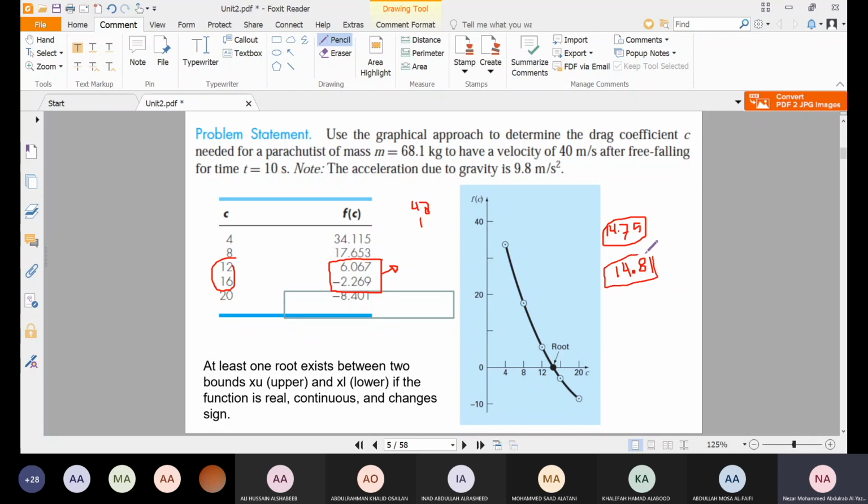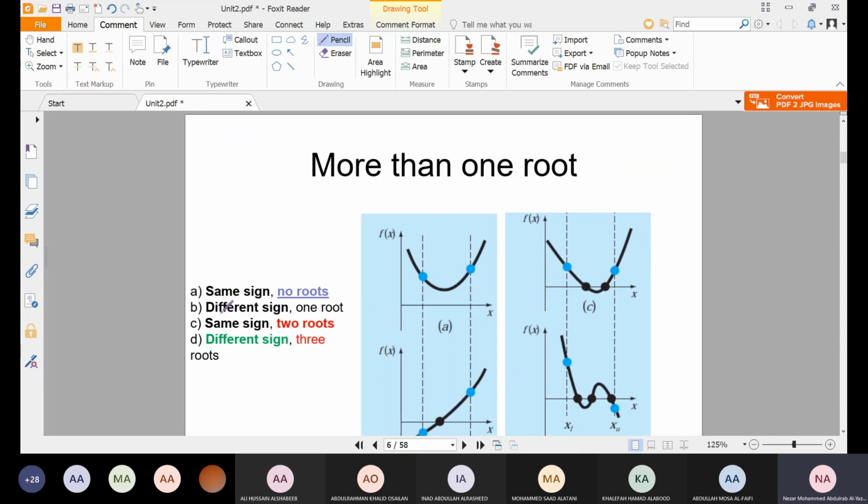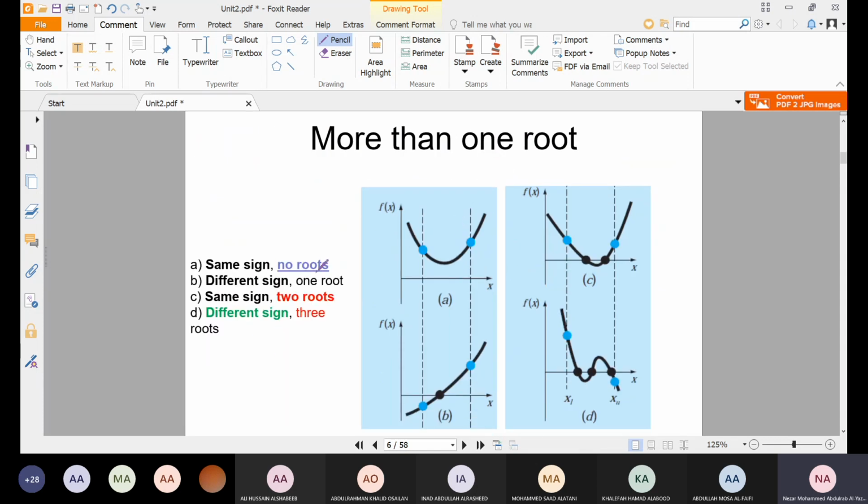This is the true value, and this is what we get by this method. So usually we'll have error between the true value and the graphical method. So in this case, we want to have a systematic method that will help us find the exact solution, or a solution with minimum errors.